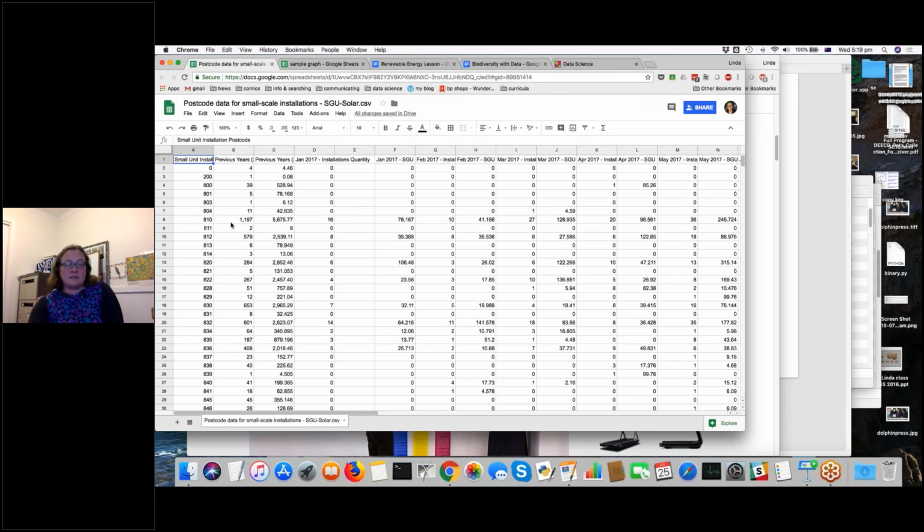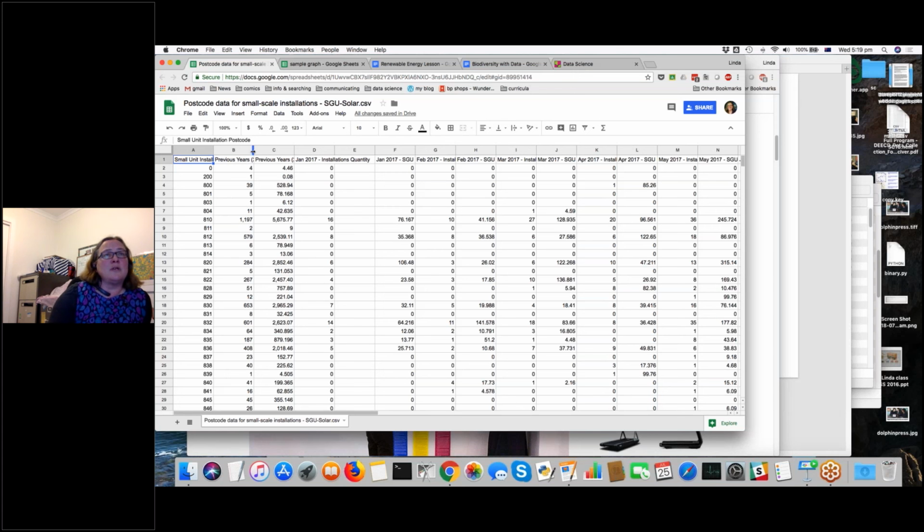So it downloads as a CSV file, which is comma separated values, and you can load that into any spreadsheet package. I've got it on Google Sheets here, and there's just so many conversations you can have about this data. Now, what this data is, it's postcode data for small-scale solar installations. So what it does is it tells you how many solar installations there have been in postcodes around Australia.